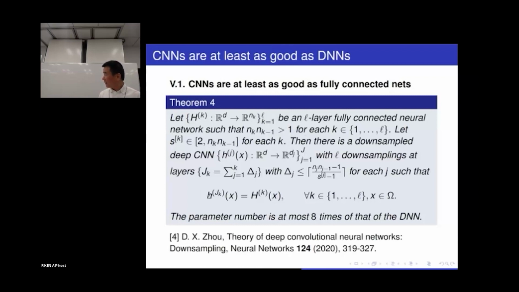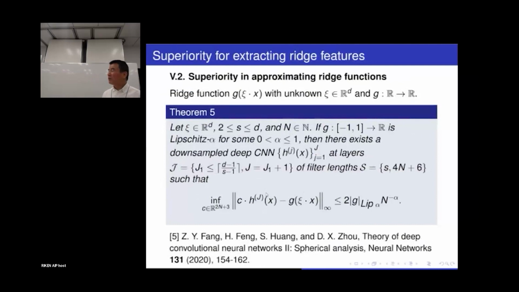So the last layer of the deep CNN and the last layer of the fully connected neural network are the same. Therefore, their hypothesis spaces are the same, but the number of parameters of the deep CNN is at most 8 times that of the fully connected network. So it shows that deep CNNs are at least as good as fully connected networks. But then we want to know why it's better, not only not worse. So we consider that the target function must have some structure, so that the deep CNNs perform better.